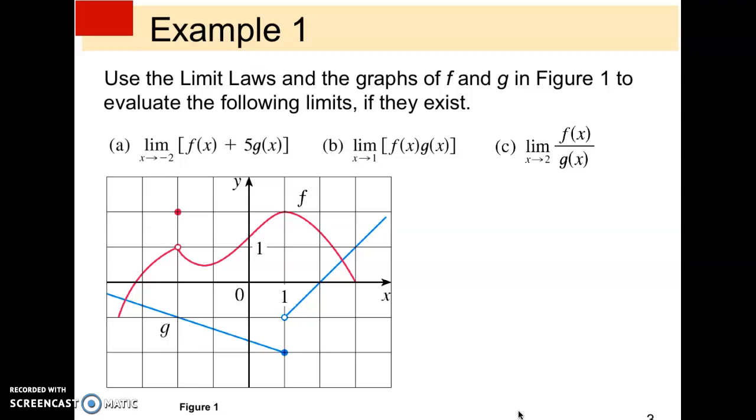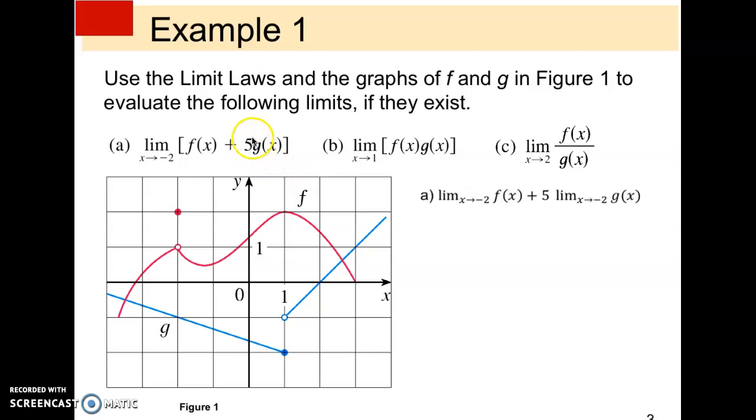What if I wanted to know the limit as x approaches -2 of f of x plus 5 times g of x? Well, what I would do here is first say, let's use our properties. The limit of the addition of two functions is equal to the limit of the first function plus the limit of the second function.